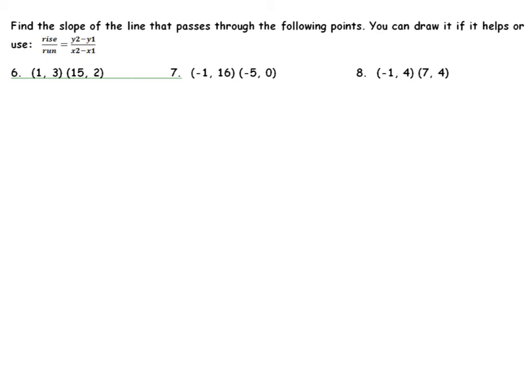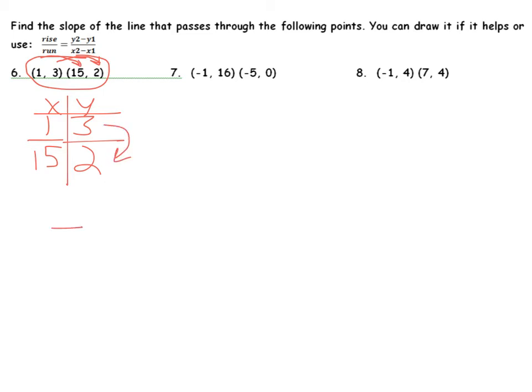These questions are exactly the same, except you only have 2 points to choose from. If you want to think about it in the way you've seen it in the tables, 1, 3, and 15, 2. So you just need to figure out how far up you're going from 3 to 2, or down, and how far over you're going from 1 to 15. So to get from 3 to 2, I'm going down 1, and to get from 1 to 15, I'm going over 14. So that is my slope right there.